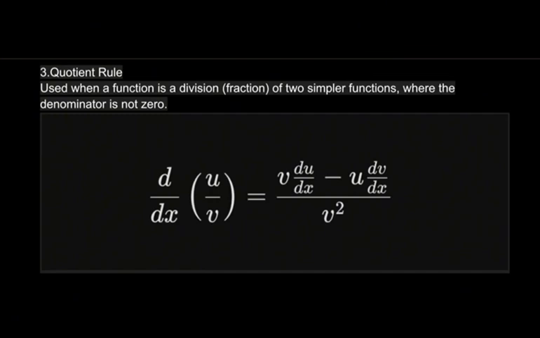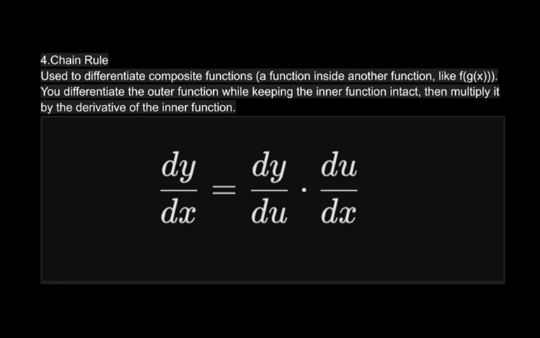And the next one is quotient rule. It is used when a function is the division of two simpler functions where the denominator is not zero, like the example that I gave. Okay, the next is chain rule, which is used to differentiate composite functions, a function inside another function like f(g(x)). We differentiate the outer function while keeping the inner function intact, then multiply it by the derivative of the inner function, like the image I gave below.